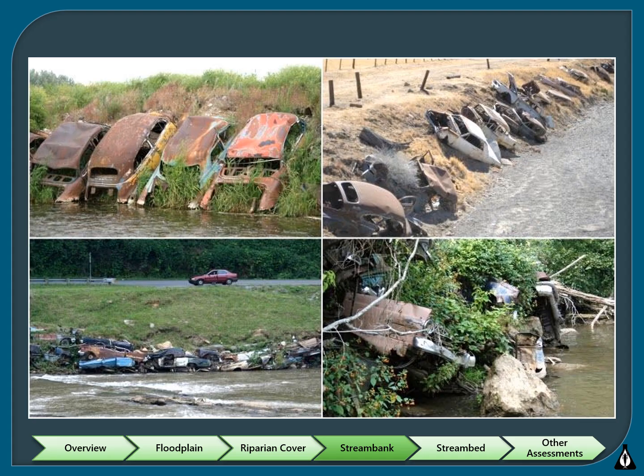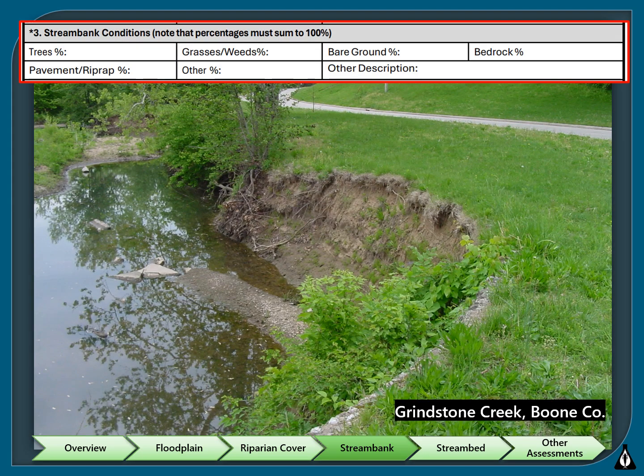This image of Grindstone Creek shows mixed bare ground and vegetated stream banks. It contains trees, grasses or weeds, and bare ground. Note the lack of riparian corridor and proximity of the road to the stream.